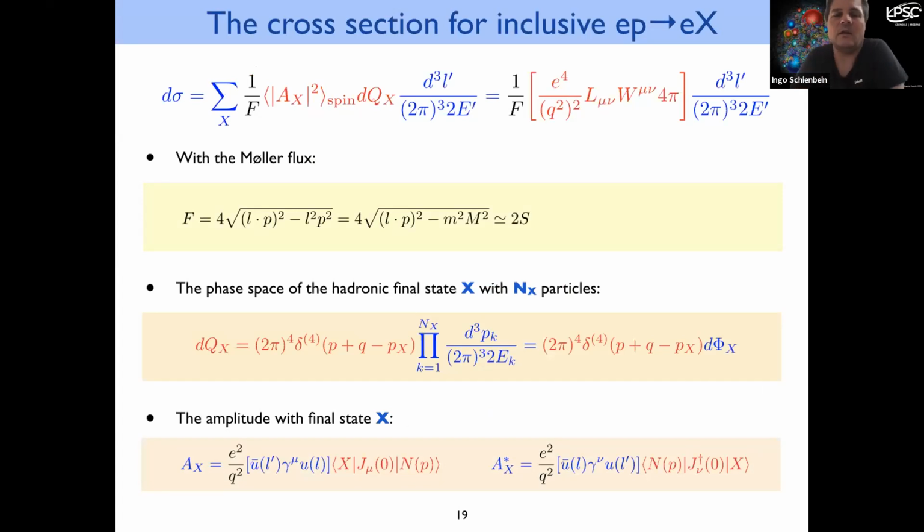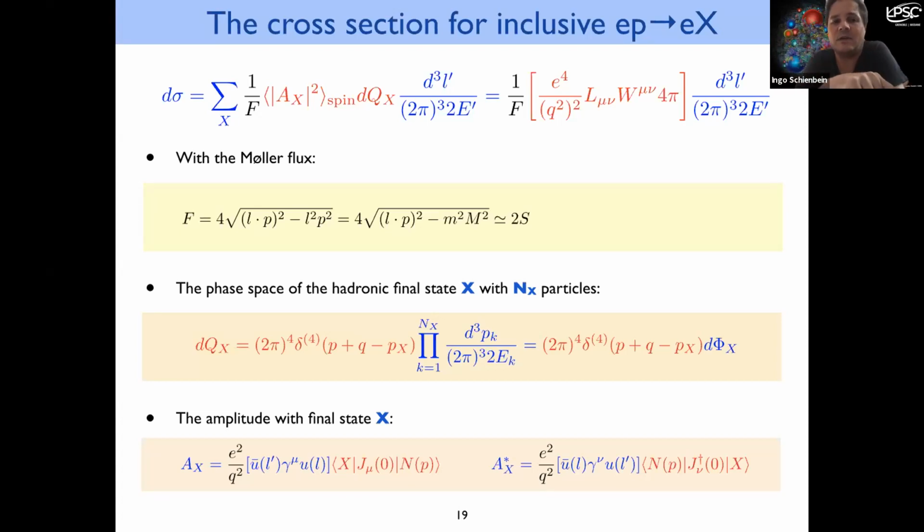So here's the entire formula for the cross section. There's a flux factor F, the Möller flux. Then we have the matrix element squared A_X, here spin averaged, and we integrate over the full phase space, which is split up into a phase space dΦ_X for the hadronic final state, and then the phase space for the outgoing electron, and a sum over all the final states X is implied.